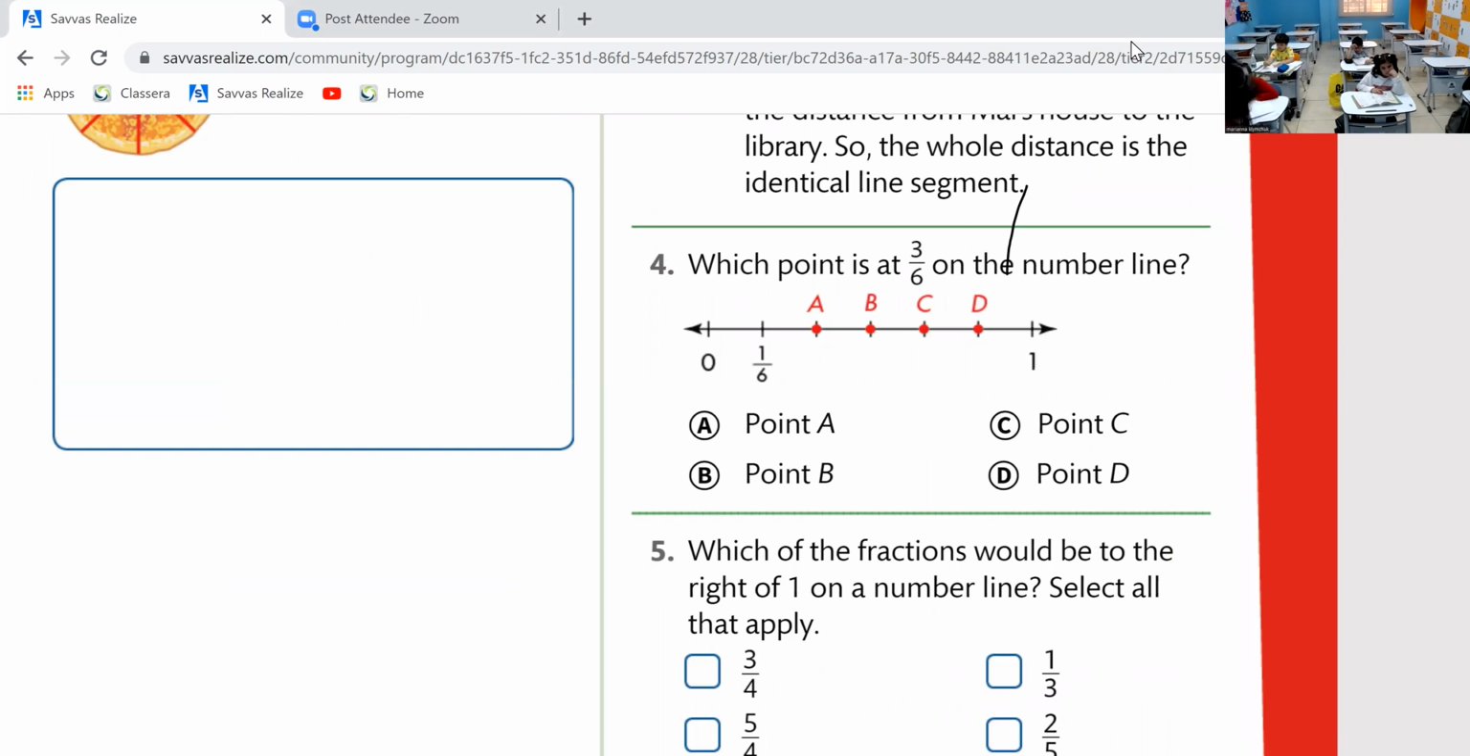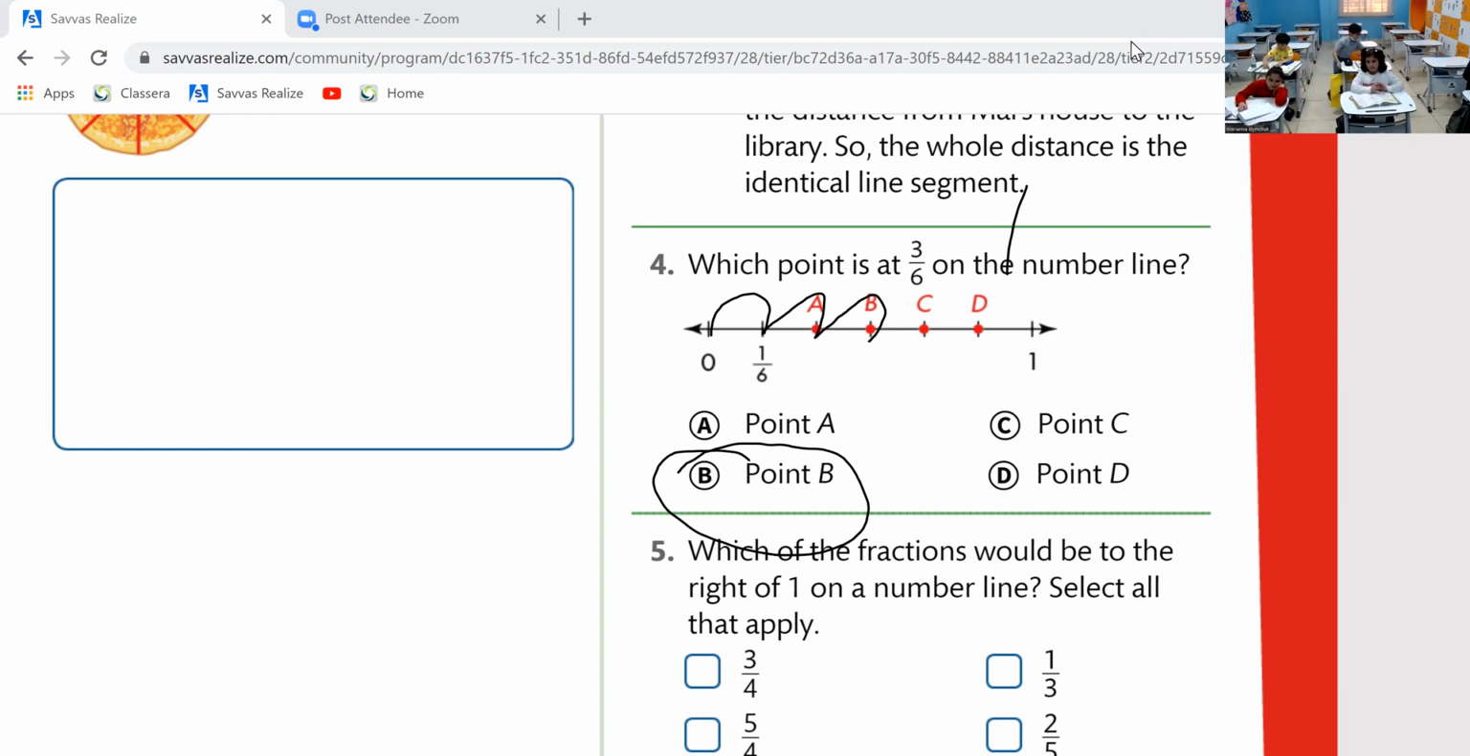Number 4 is also easy. All the time, when you see the number line, you need to take a pencil and draw jumps to get there. Now, Sally, come to the board. Which point is at 3 out of 6? B. So go to the board and draw jumps. How many times do you need to jump? 3. Jump, please, from 0. 1, 2, 3. So where is the answer? B. Okay, good.